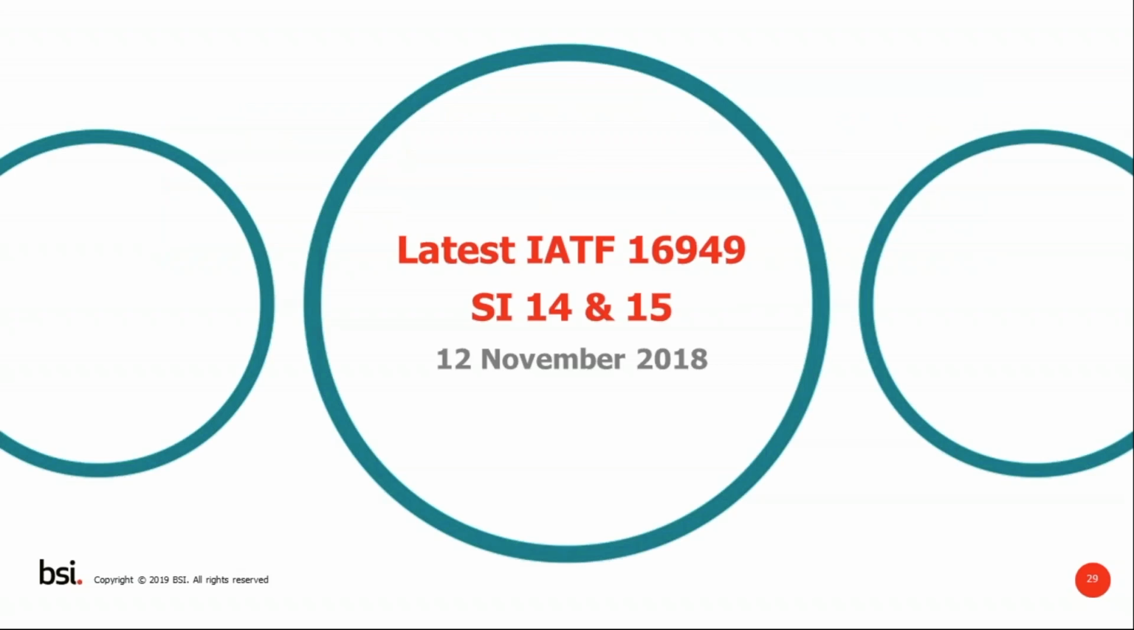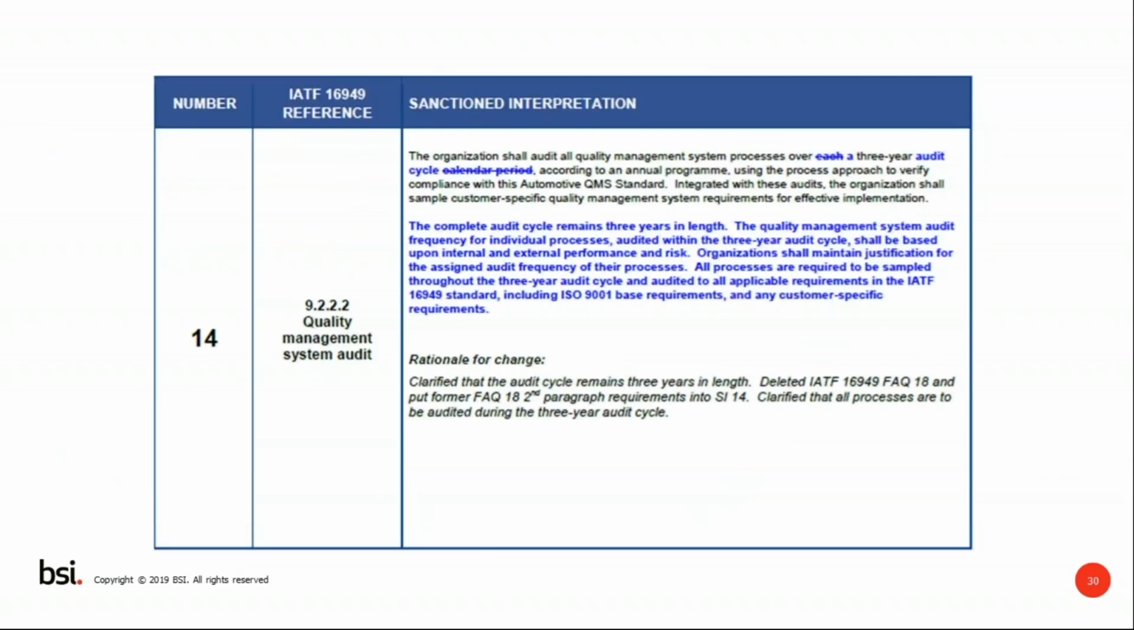There were a couple of sanctioned interpretations raised against the standards, so let's have a quick look at those. The first one is around the requirement for quality management system audits, and some clarity was given. It says the complete audit cycle remains 3 years in length. The quality management system audit frequency for individual processes audited within the 3-year audit cycle should be based on internal and external performance and risk. Organisations shall maintain justification for the assigned audit frequency of their processes.